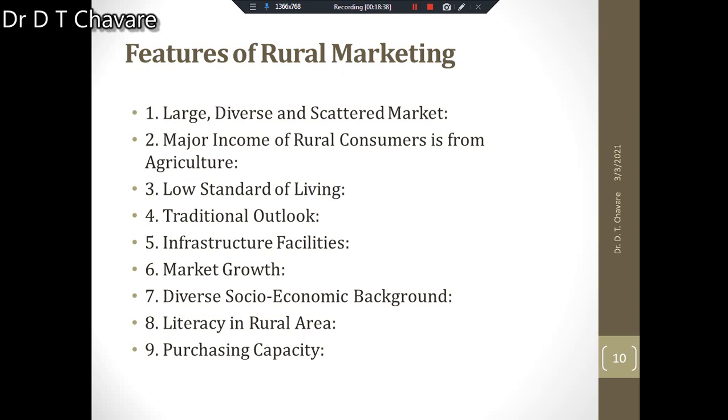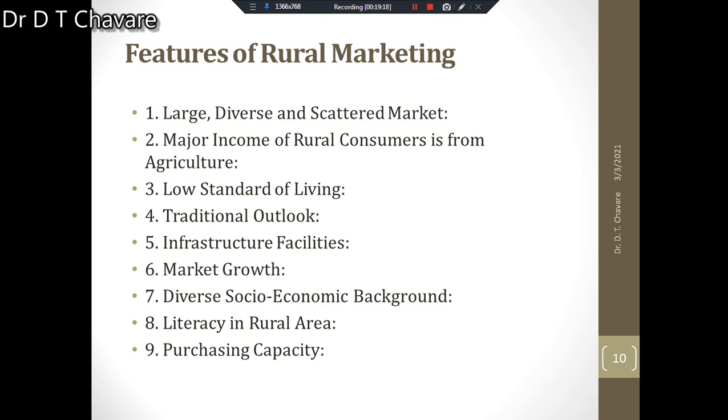Then traditional outlook. In rural marketing also you will find a traditional outlook, not a modern outlook. Try to understand, such an outlook is also essential, and we have to understand this feature because it is also a notable feature. Some traditions are there, traditional living styles are there, traditional methods are there, and you will find those traditional methods and lifestyles in rural areas. That's why this is also a very important feature of rural marketing.